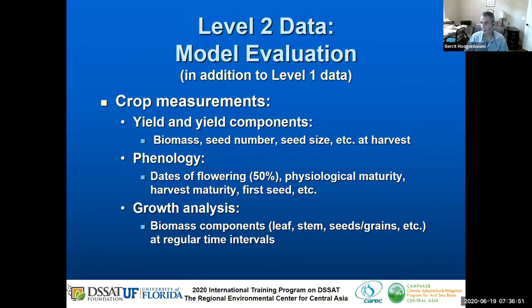Then the last category is what we refer to as growth analysis. This is a little bit more labor intensive and time consuming. Here we refer to growth analysis where you would be taking biomass samples during the growing season in order to determine changes in leaf weight, stem weight, above ground biomass, root weight, and reproductive weight over time.